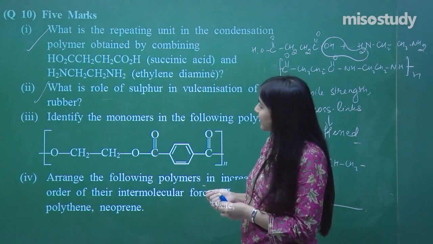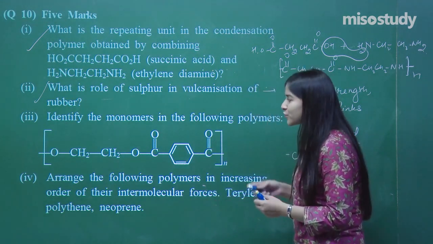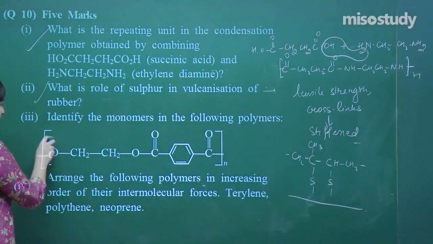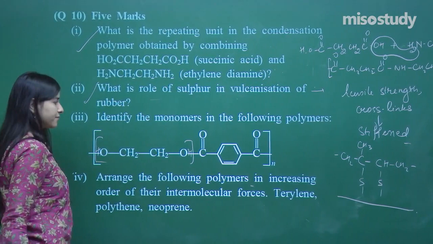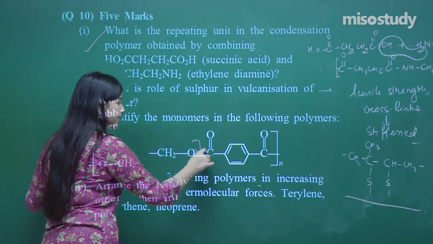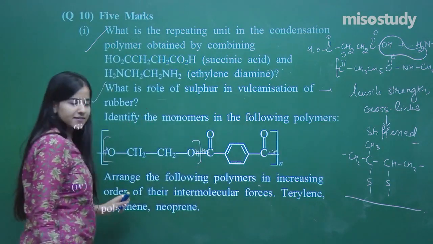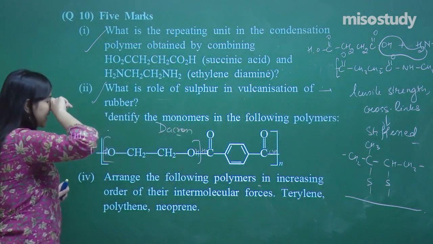Next part, identify the monomers in the following polymers. So we already have done this. What is this? Ethylene glycol, remember? Yes. And this is COOH, terephthalic acid, it's Dacron. I hope everybody remembers that.